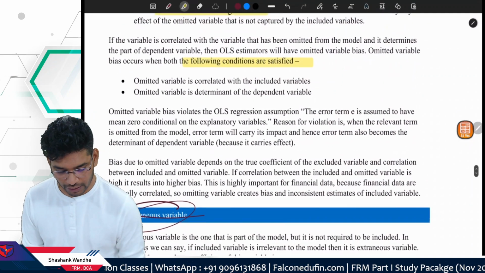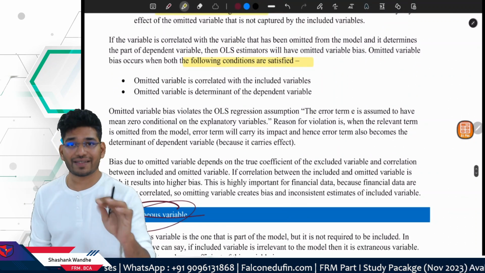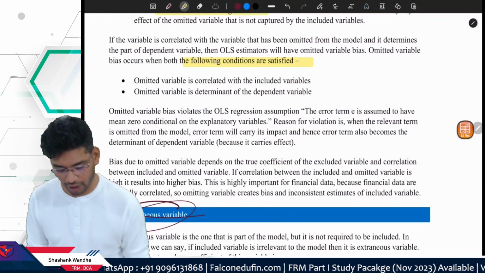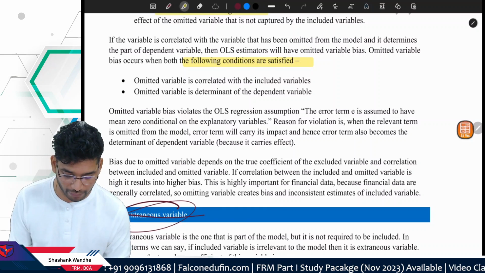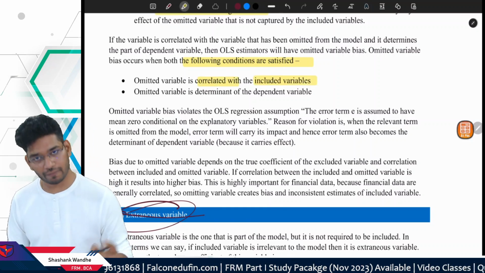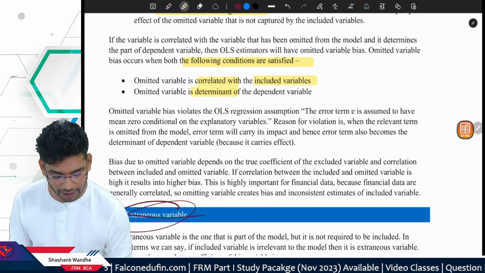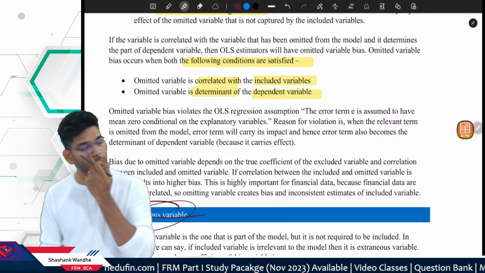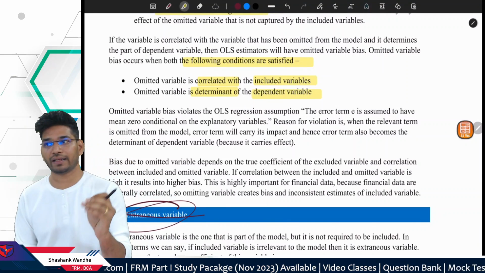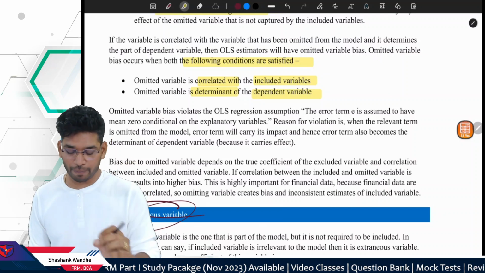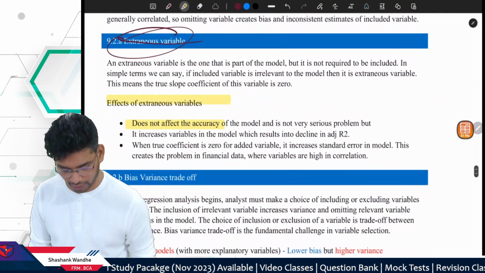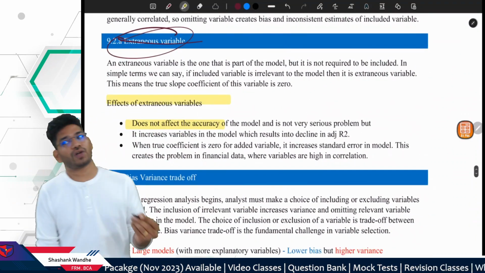That's the problem. Now, to consider one particular variable as an omitted variable, you have to fulfill two conditions. First, the omitted variable is correlated with the included variable, and second, it is a determinant of the dependent variable. If the two conditions are satisfied, then we will call this an omitted variable, important from a theoretical standpoint or theoretical question.